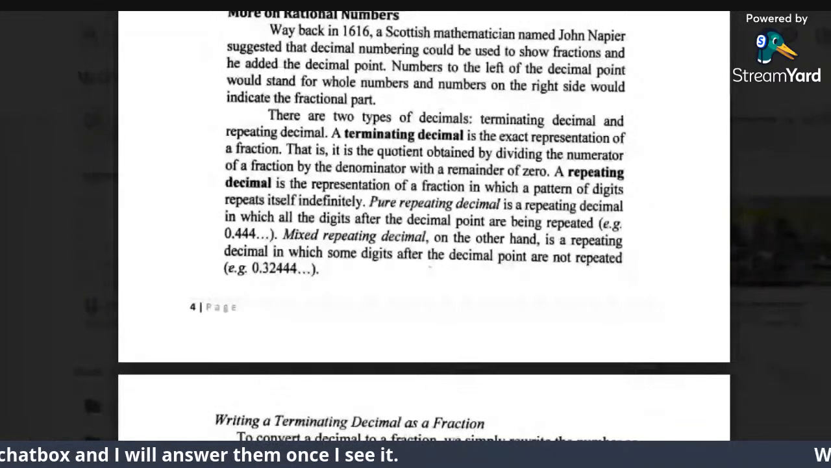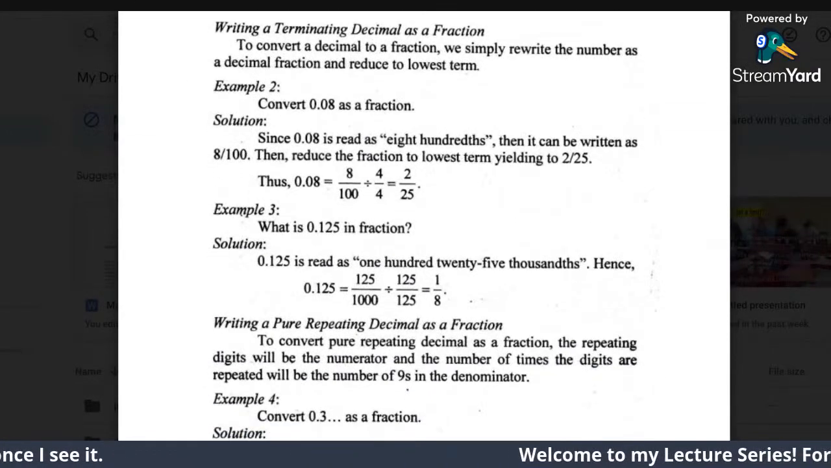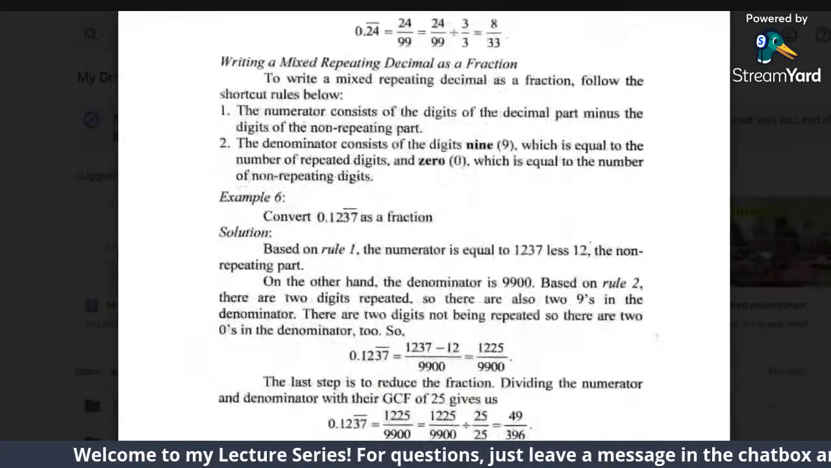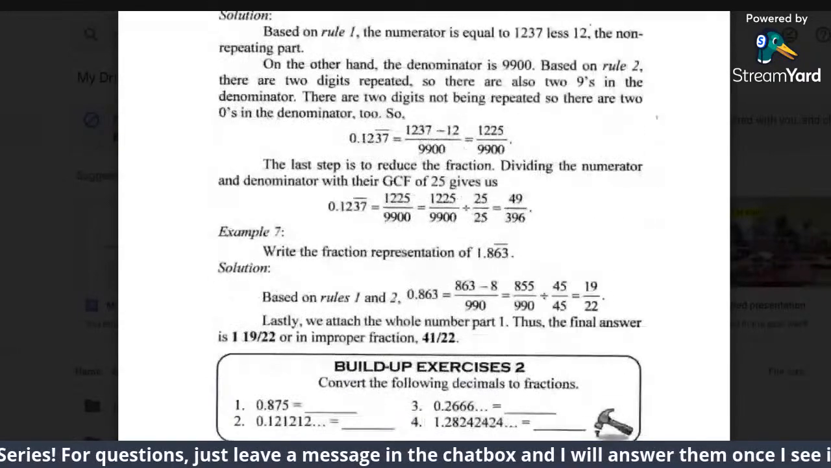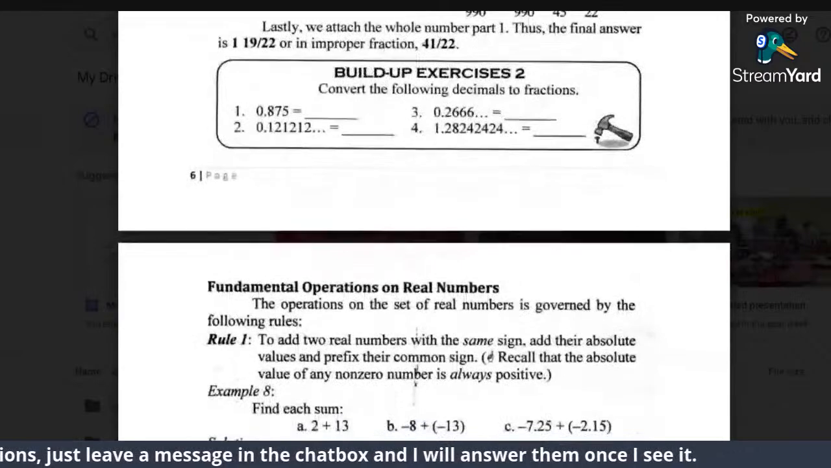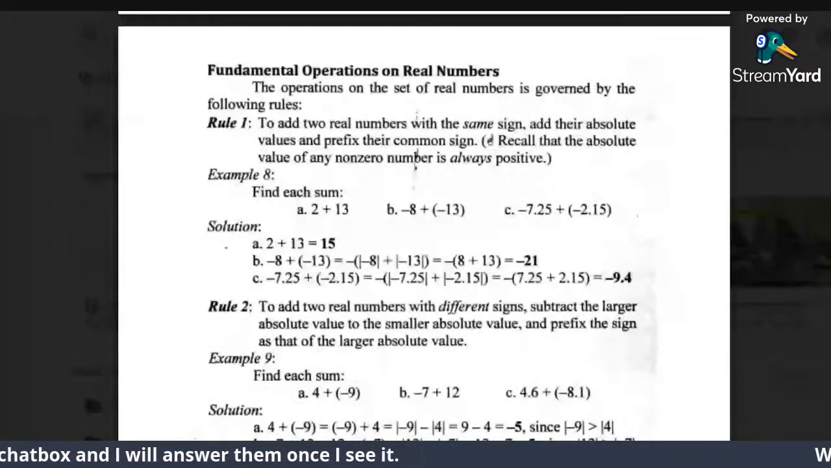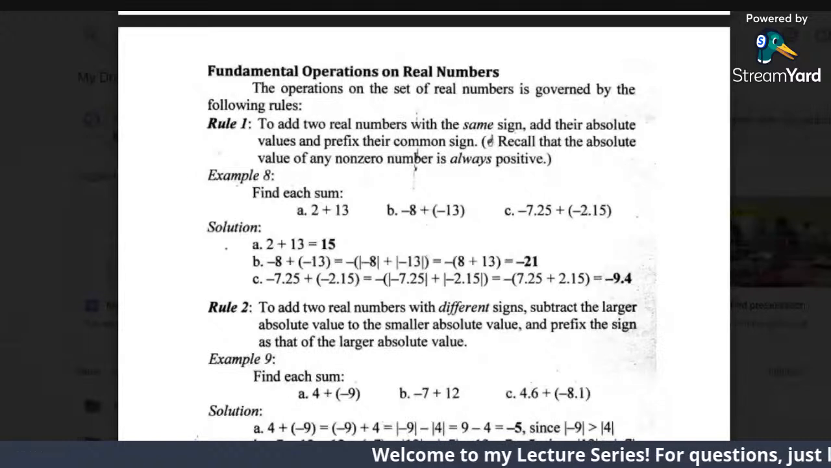Okay, so that is our set of real numbers. I'm not going to talk about writing a mixed decimal as a fraction and so on anymore. I just wanted to discuss, of course, the real number system. Now we proceed to the fundamental operations on real numbers. Do you guys have questions at this point?